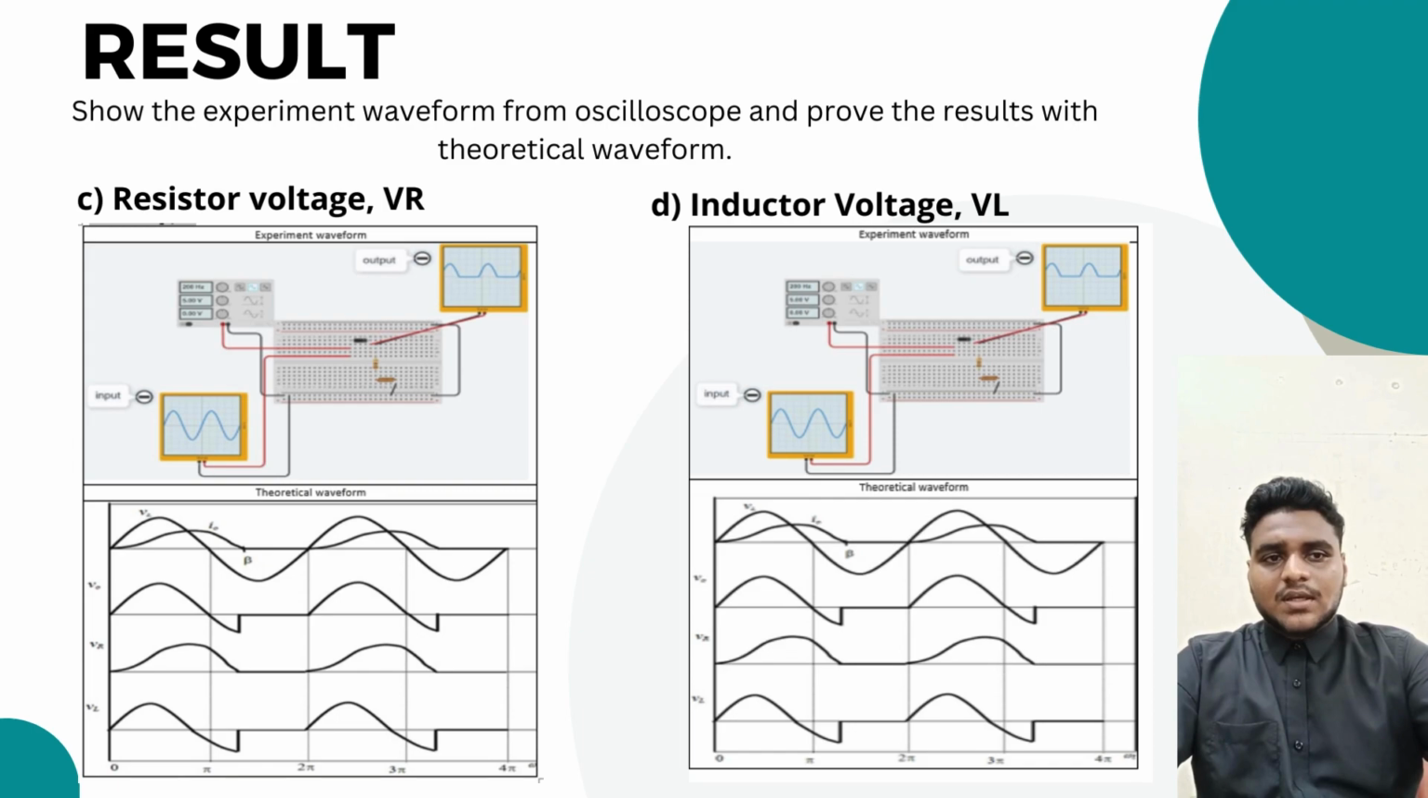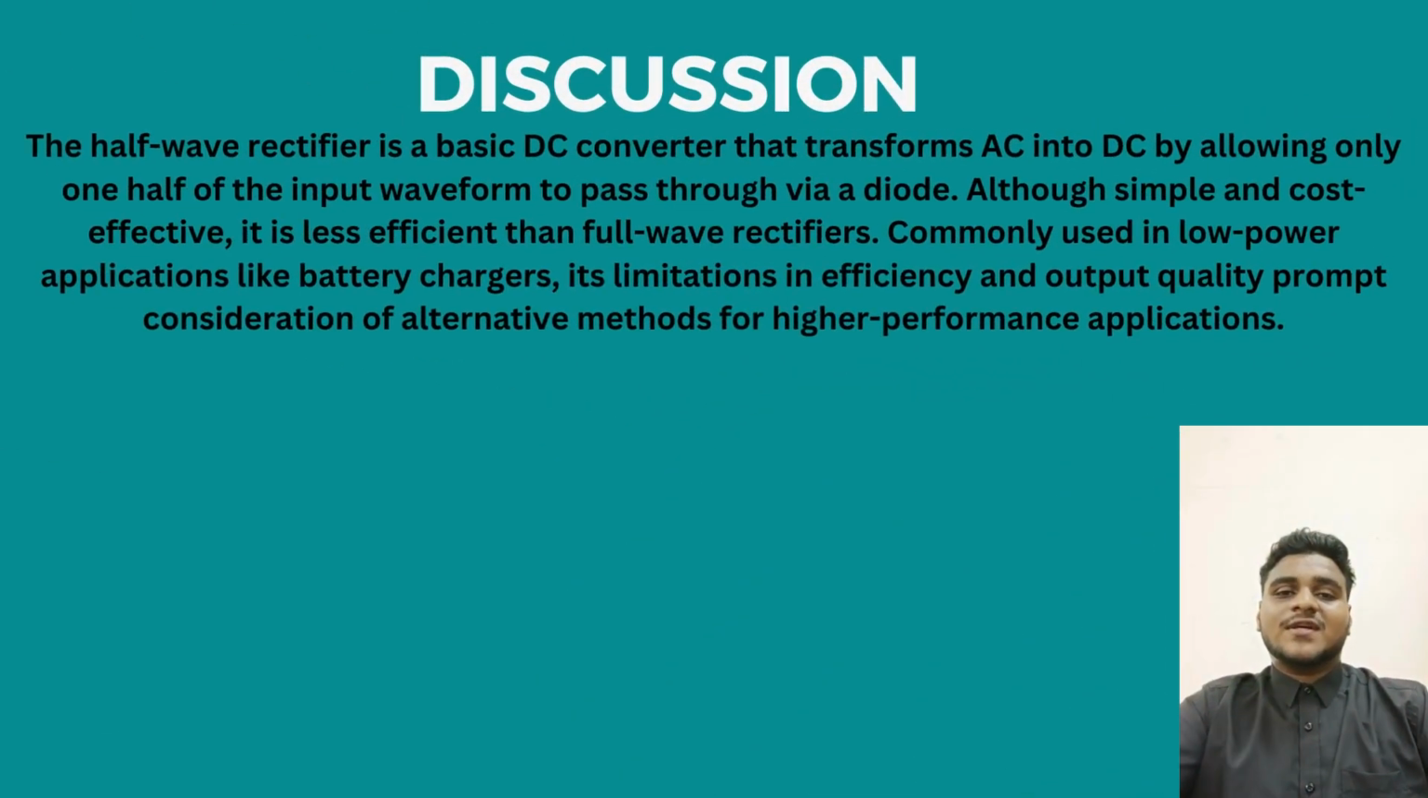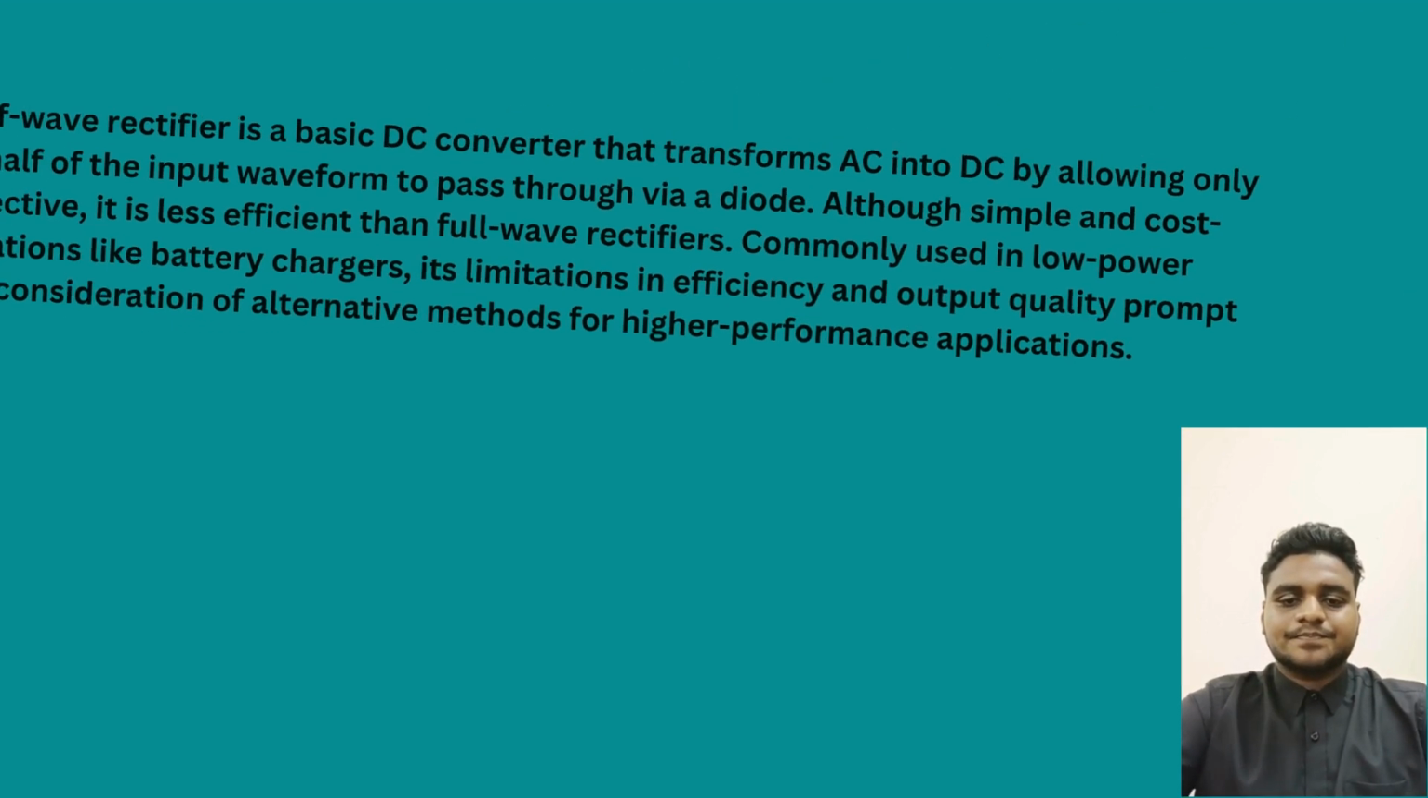And for the discussion, what we can conclude from the result is that the half-wave rectifier is a basic DC converter that transforms AC, alternating current, into DC, direct current, by allowing only half of the input waveform to pass through via a diode. Although simple and cost effective, it is less efficient than full-wave rectifiers. Commonly used in low power applications like battery chargers, its limitation in efficiency and output quality prompts consideration of alternative methods for higher performance applications.